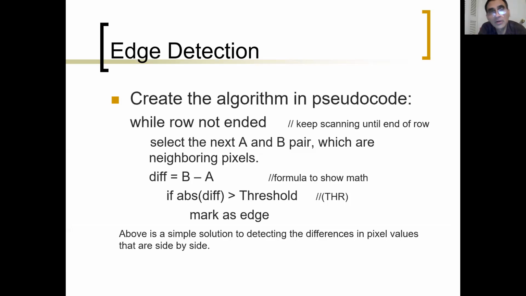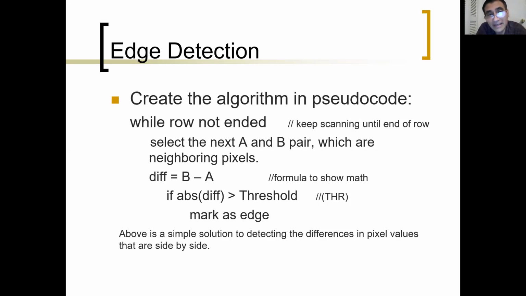So now I can go ahead and write a simple algorithm for edge detection. I can say, create an algorithm in pseudocode. While my row is not ended, I'm going to keep on going down by pairs of numbers. I'm going to select the next AB pair. AB is the pair of numbers for whom I want to consider the jump. I want to figure out what their jump in values is. So I keep going AB, AB, AB at a time. For each pair, I stop and compute the difference value. DIFF equals B minus A, because that's what a difference is.